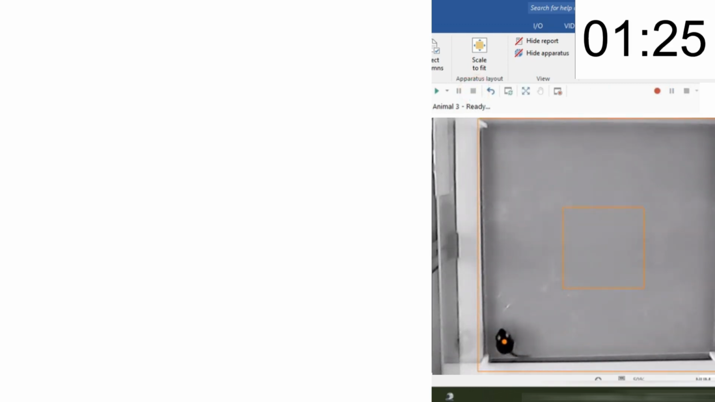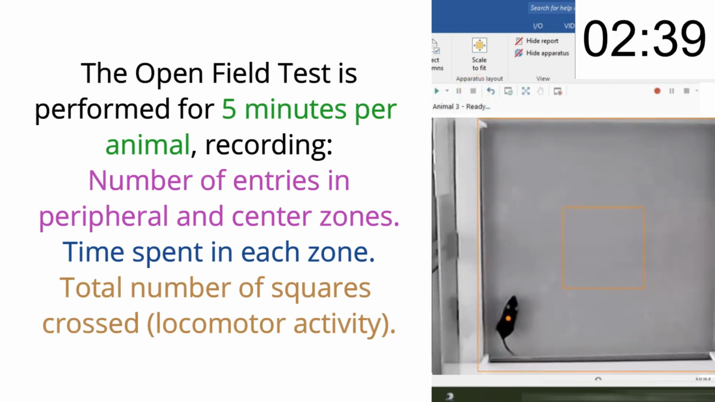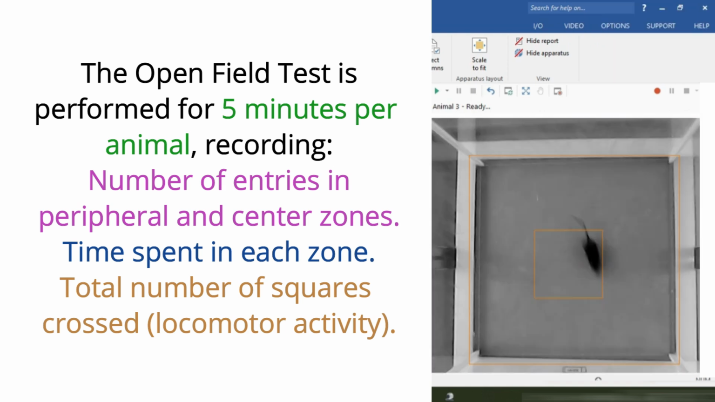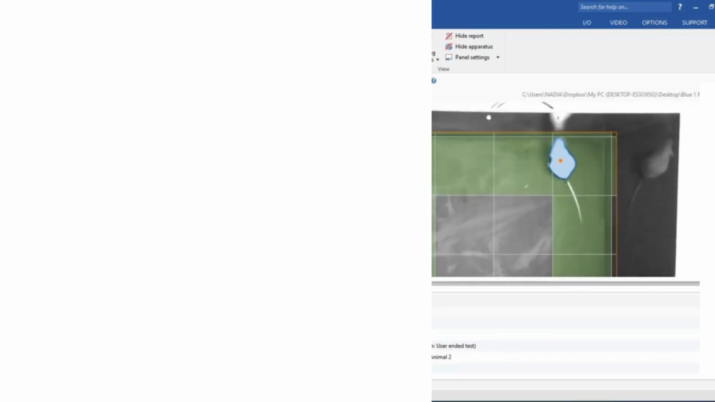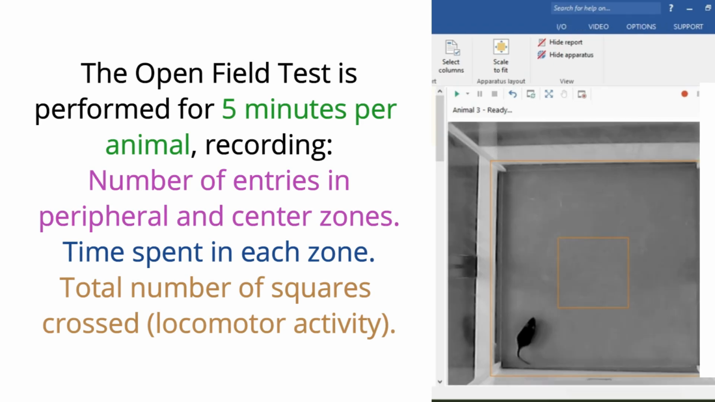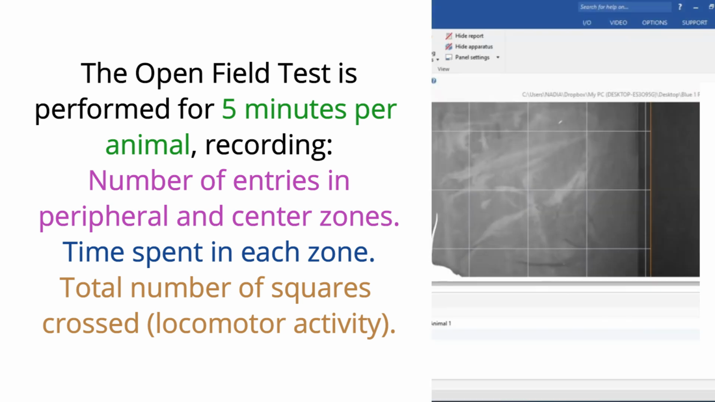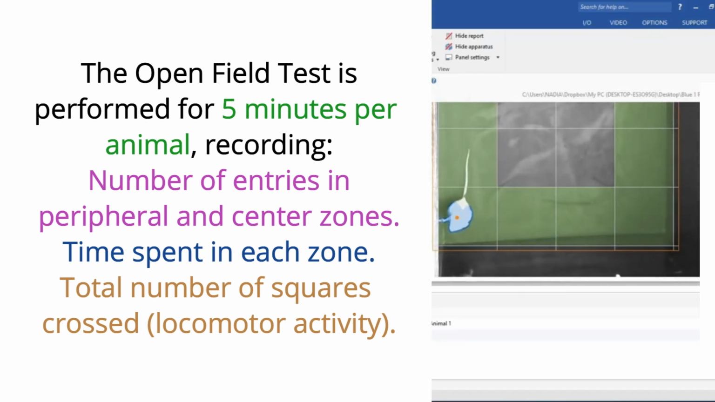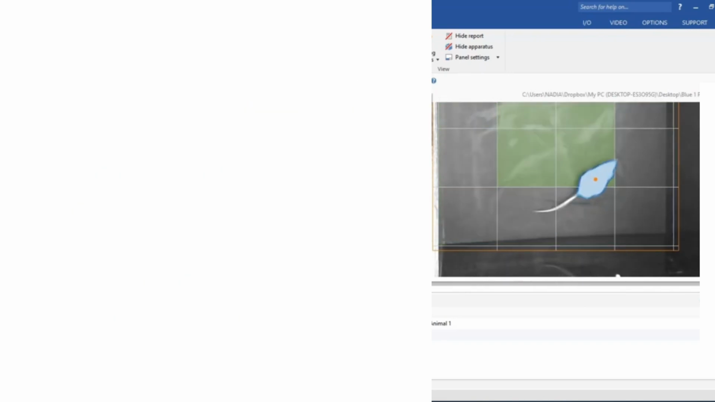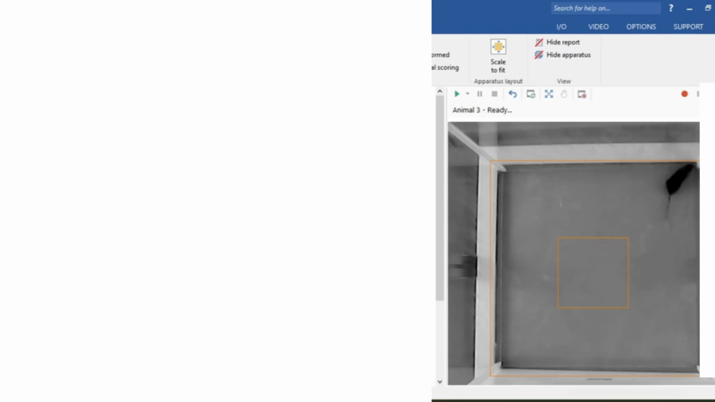In the analysis phase, the open field test is performed for 5 minutes per animal, recording the number of entries in the peripheral and center zones. Time spent in each zone is observed, and the total number of squares crossed, meaning locomotor activity, is generally analyzed. In these conditions the animals are analyzed for this activity if they are in anxiety conditions.